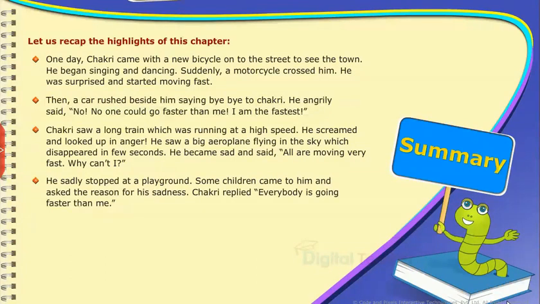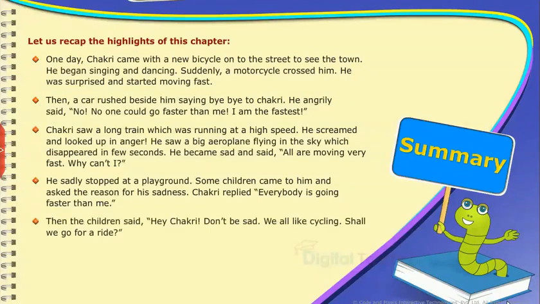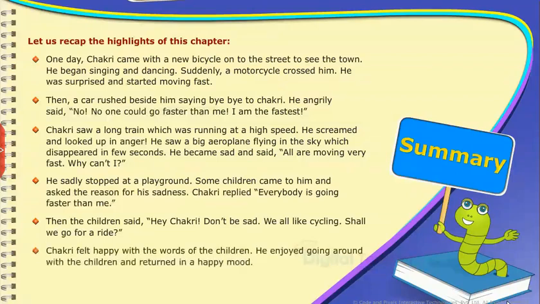Some children came to him and asked the reason for his sadness. Chakri replied, "Everybody is going faster than me." Then the children said, "Hey, Chakri, don't be sad. We all like cycling. Shall we go for a ride?" Chakri felt happy with the words of the children. He enjoyed going around with the children and returned in a happy mood.